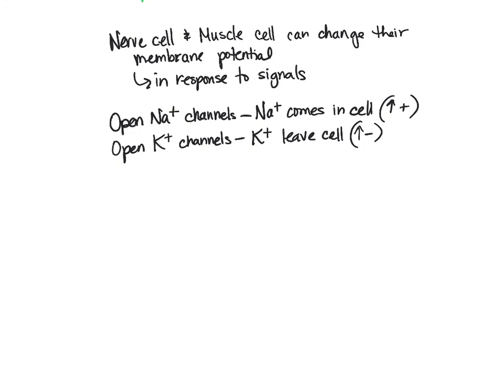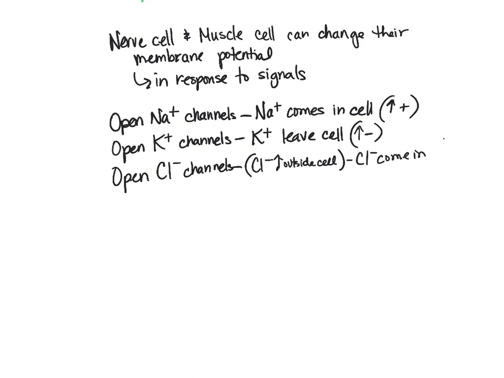And that'll increase the negative charge inside, so it'll make it more negative because that positive potassium will be leaving. We could also open chlorine channels. And if we remember, our chlorine is higher outside the cell than inside of the cell. So then the chlorine will come in, and that will increase the negative charge on the inside of the cell. And so we can manipulate the membrane potential. We can make it more positive, we can make it more negative, depending on the specific channels that we have open and how active our ATPase pumps are, the sodium-potassium pumps.